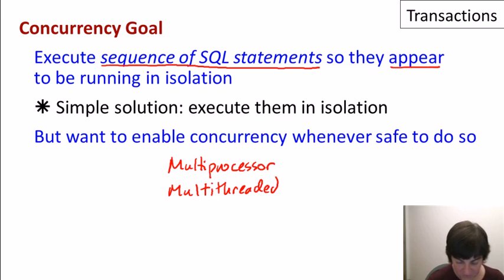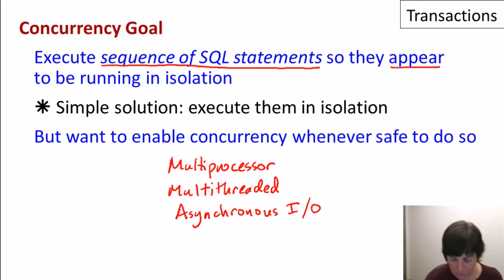And database systems also, as they access the database, tend to do a whole bunch of I/O. So a system that provides asynchronous I/O can also run multiple things concurrently. It can do one thing while it's waiting for data to be fetched by another.